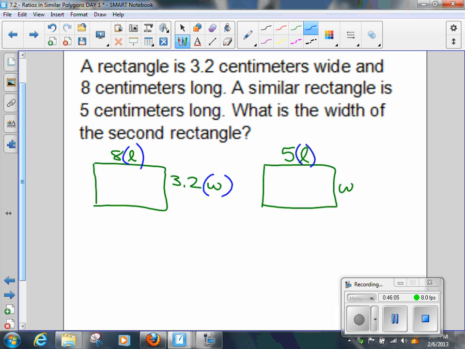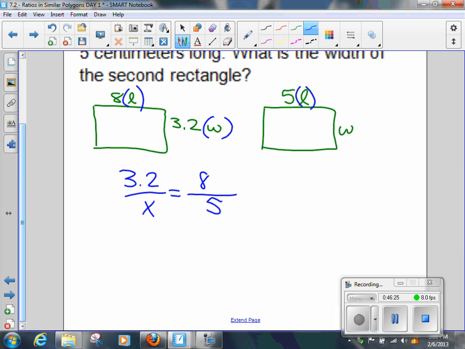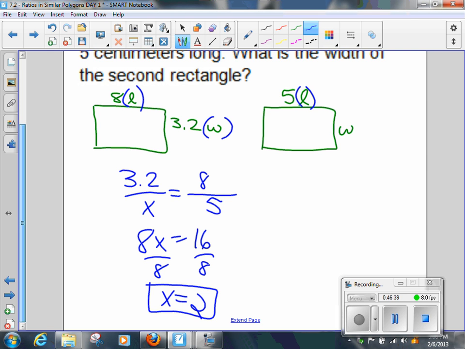How am I going to set up my proportion? All right, hold up. Brandon, go, because you said first. 3.2 over X is equal to, come on now. Right on. Okay, cross multiply. 8X is equal to, what's 3.2 times 5? 16. Divide it by 8, what do we get? Say it again. Okay, good. This is going to lead us into a good discussion.